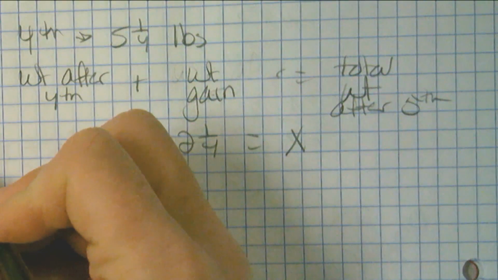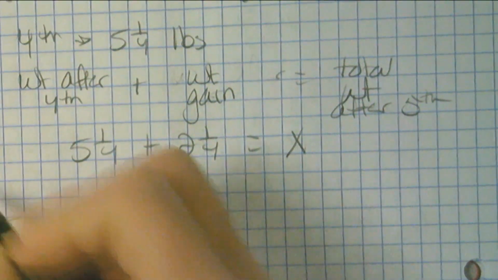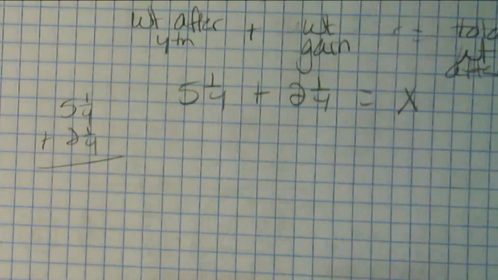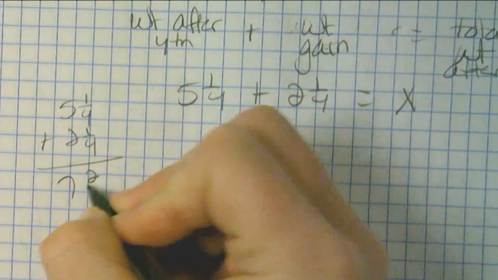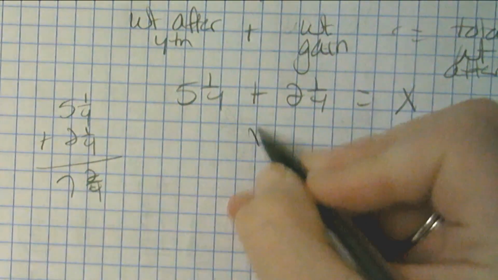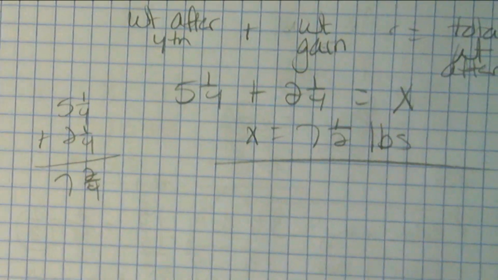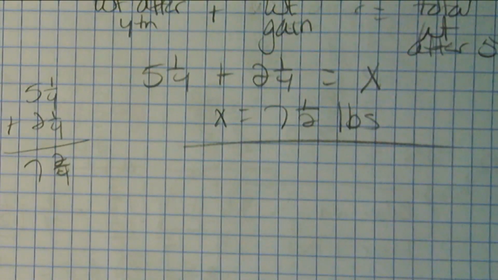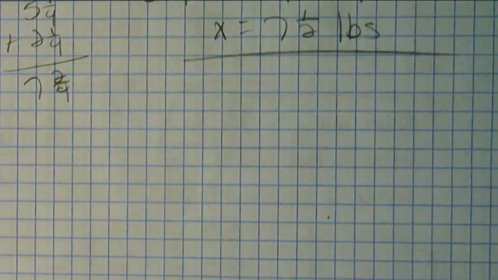Alright, so off to the side I have 5 1/4 plus 2 1/4. I just want you to get in the habit of setting mixed numbers up vertically. Alright, this is going to be 7 2/4. So x is equal to 7 1/2 pounds. Are you cool with that? Awesome. What else can I do for you guys? Matthew? 25? Awesome.